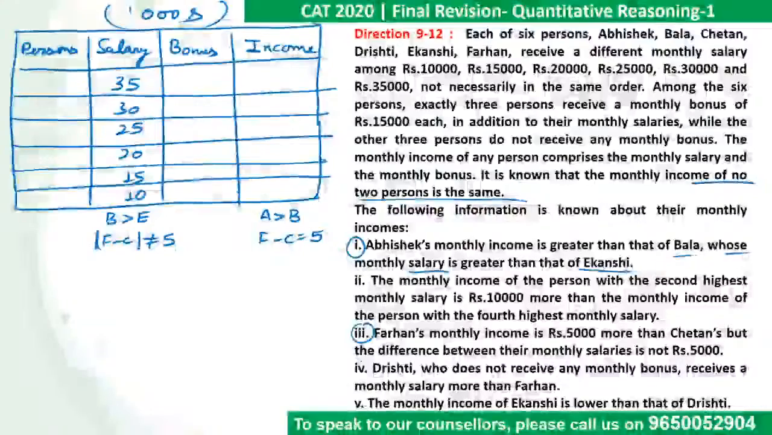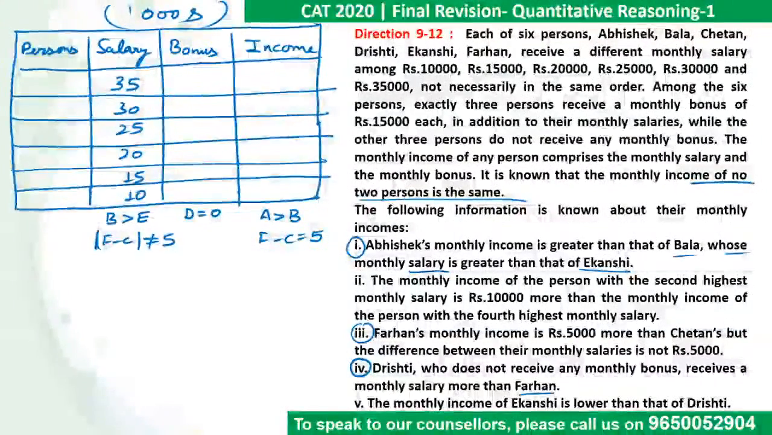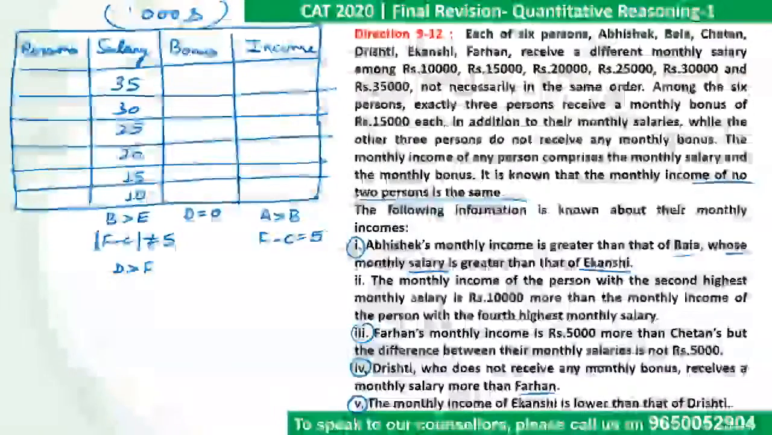Point number 4. Drishti does not receive any monthly bonus. So bonus of Drishti is 0. Drishti receives monthly salary which is more than Farhan. And then the last point, point number 5.